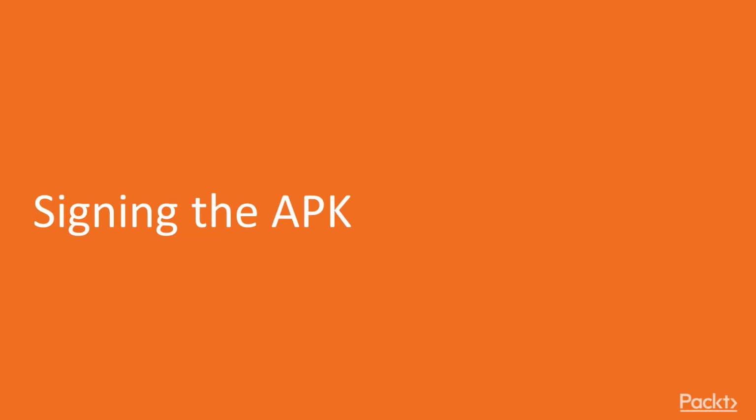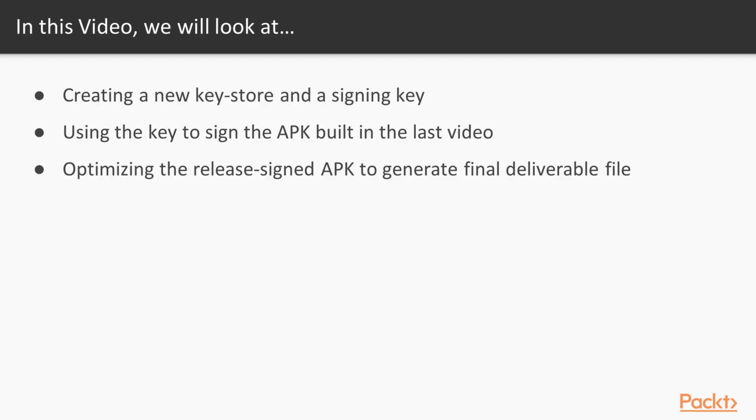In this lesson, we are going to learn how we can sign the APK that we generated in the last lesson. We'll start by learning how we can create a new key store with a signing key inside it, and then we'll use that key to sign the APK that we had built in the last lesson. Finally, we'll use the tools provided to us by the Android SDK to generate the final file that we can go ahead and upload on the Google Play Store.